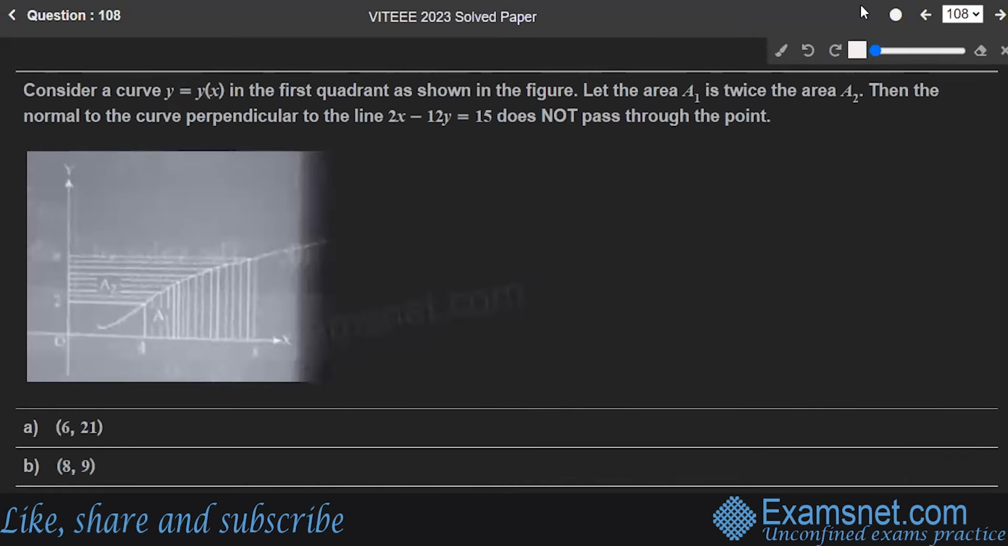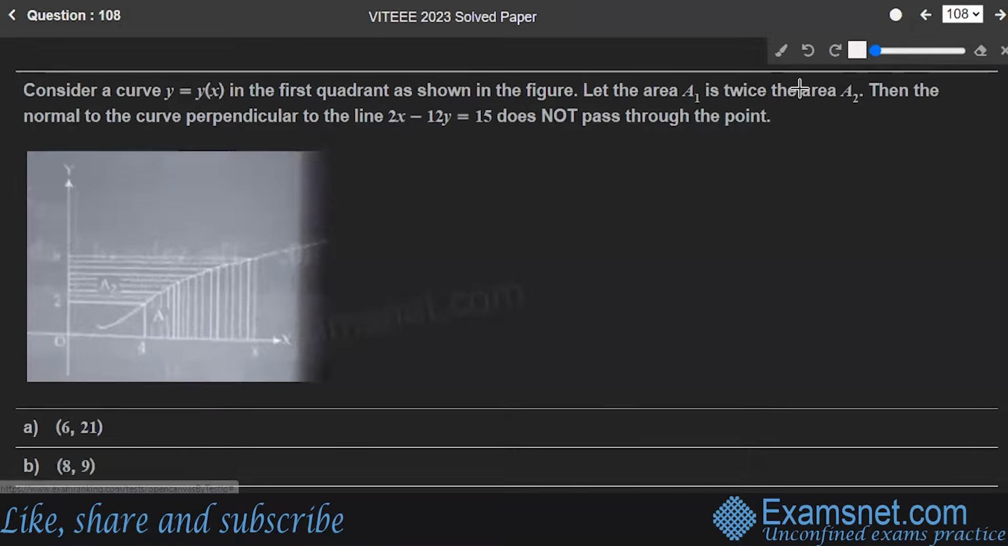Question number 108, consider the curve y is equal to f(x) in the first quadrant as shown over here. Let A1 area be twice the area A2. So this is A1 area, this is twice the area A2. Then the normal to the curve, perpendicular to this line, does not pass through which of these options? Okay.